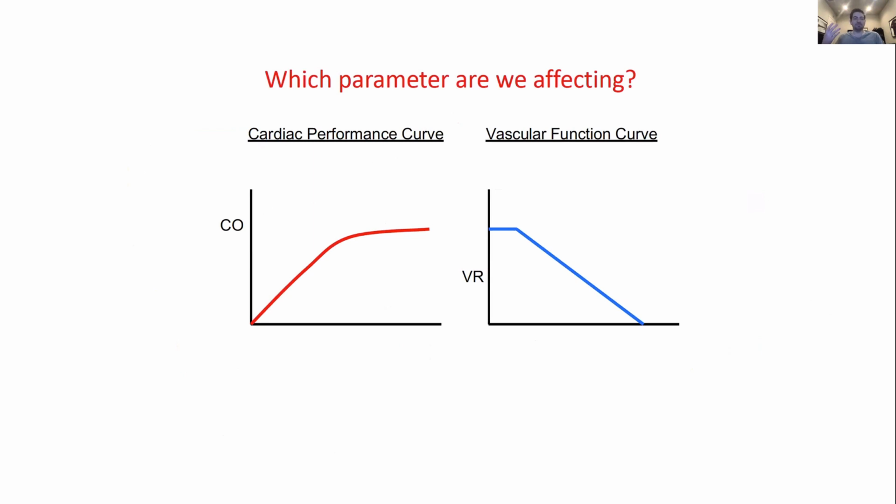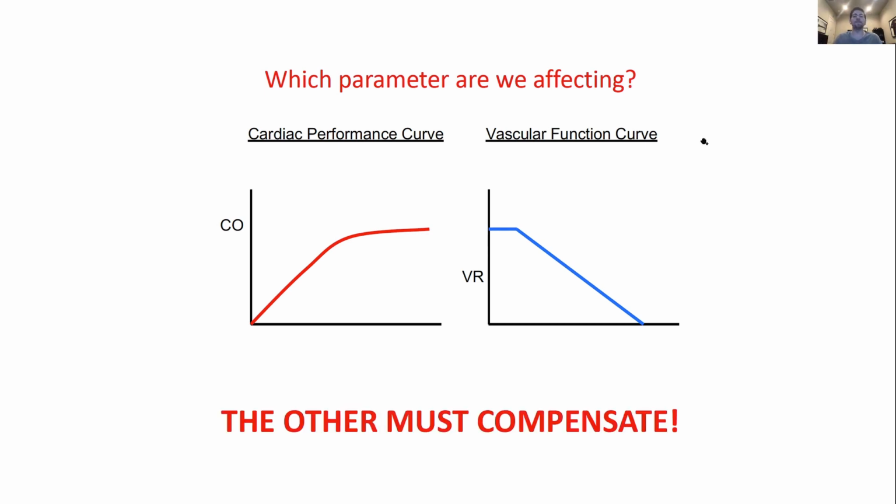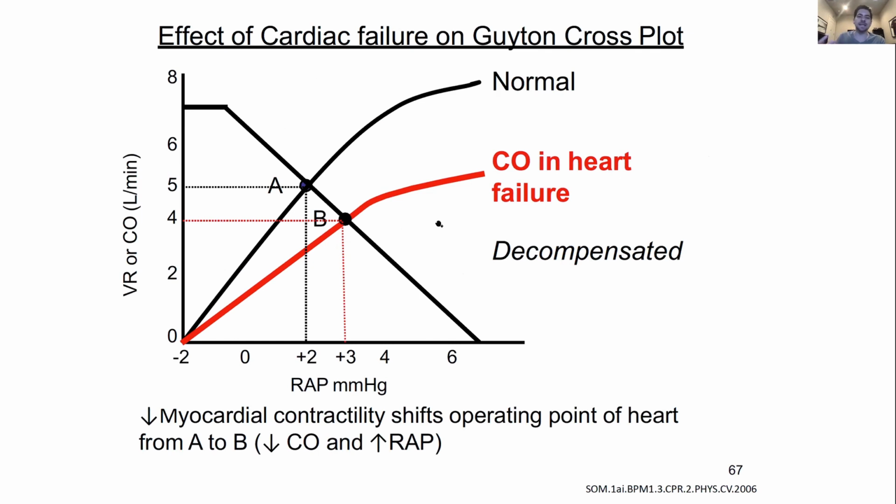Okay, so now we're gonna get into the test type questions. So your first question you have to ask is, which parameter are we affecting? Are we affecting the cardiac performance curve? Are we affecting the vascular function curve, right? Because the other is gonna have to compensate. So let's look at decompensated heart failure first. So this is what's gonna happen. If we look at this, right? Remember these black lines are equilibrium. This is our original Guyton cross plot. We come to +2, right? Now we have a problem.